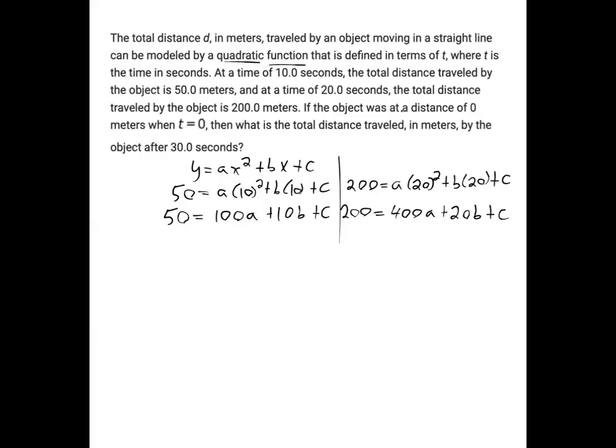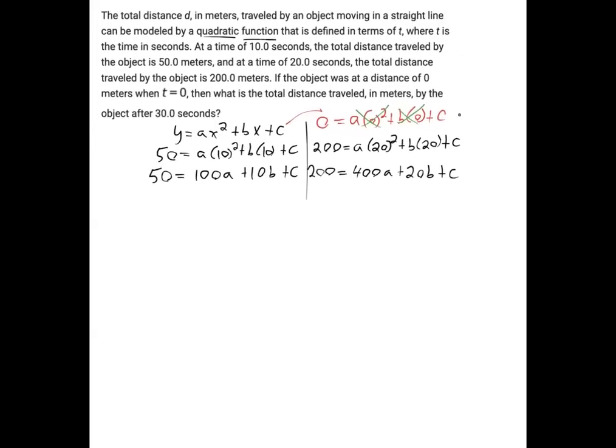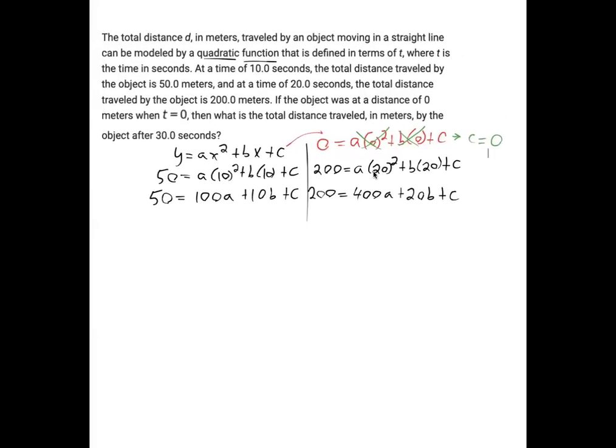If the object was at a distance of 0 when t equals 0, well, let's plug that in too. That's the easy one to plug in. 0 equals a times 0 squared plus b times 0 plus c. So this is all 0, this is all 0, and we're seeing that c equals 0. So let's just write that right here. c equals 0. So if c is 0, then we can pretend like this has been removed from here, and we can simplify these two.